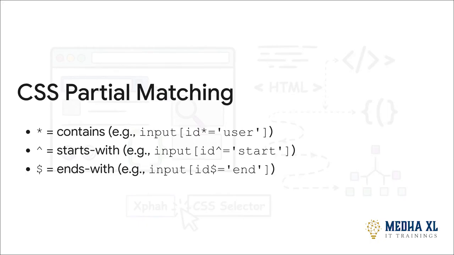Well, CSS has some amazing tricks up its sleeve for this exact problem. These three characters are your secret weapons. The asterisk means contains, so you can find an ID that has user anywhere inside it. The little caret means starts with, and the $ sign means ends with. This is a total lifesaver. It means even when websites are being tricky with dynamic content, you can still write a perfectly stable locator.